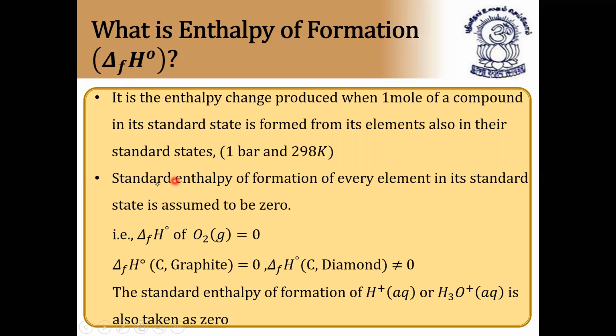So this already we discussed. The standard enthalpy of formation, or standard heat of formation, of every element in its standard state is assumed to be 0. For example, graphite is 0, diamond is not equal to 0. The standard enthalpy of formation of H plus or H3O plus in aqueous solution is also taken as 0. So a very, very important point this is. For individual elements, it is assumed to be 0. For molecules it exists, but for individual elements it is assumed to be 0.